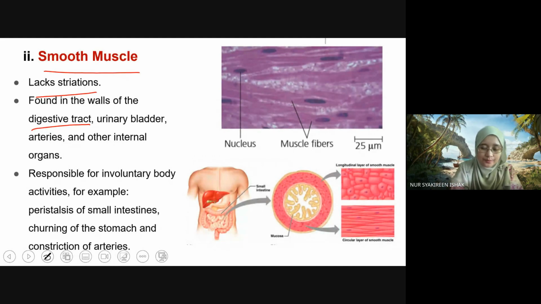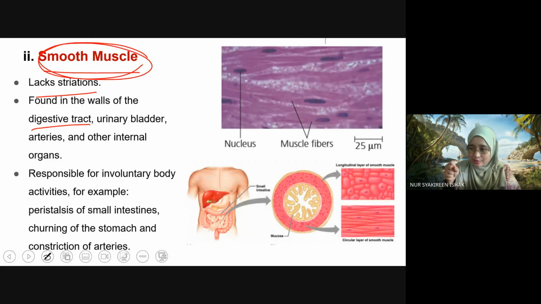Again, so this is due to the presence of smooth muscle that contracts and relax involuntarily. Okay, you cannot control the contraction of this smooth muscle. Peristalsis kan? Peristalsis of small intestine, churning of the stomach and constriction of arteries. Vasoconstriction and also vasodilation. Kita pause dulu kelas.